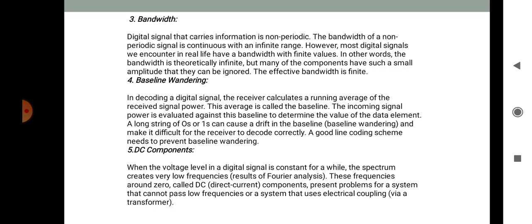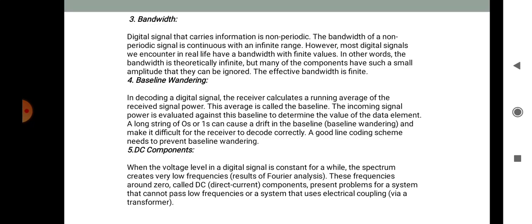Then baseline wandering. In decoding a digital signal, the receiver calculates a running average of the received signal power. This average is called the baseline. A long string of 0s or 1s can cause a drift in the baseline, called baseline wandering. This makes it difficult for the receiver to decode correctly, and a good line coding scheme needs to prevent baseline wandering.